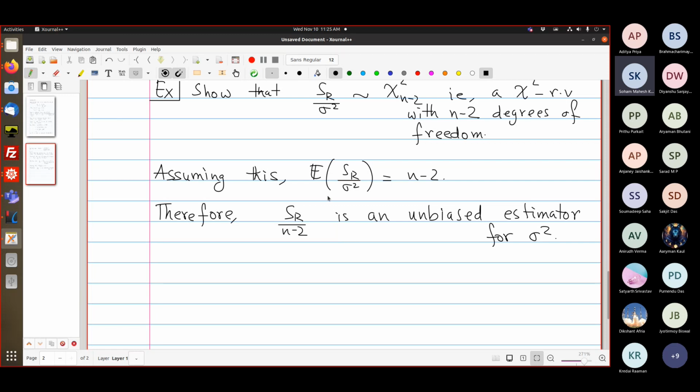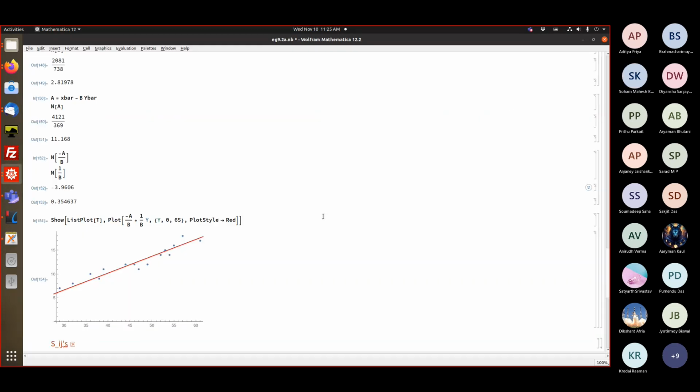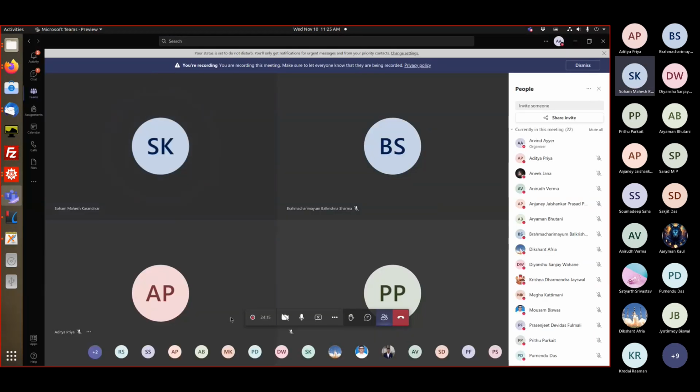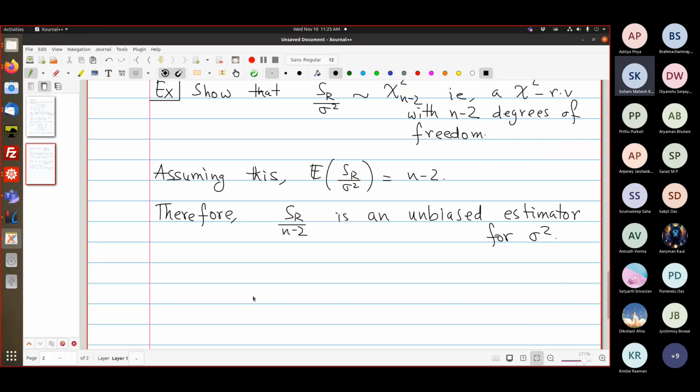Yes, can you please explain how SR upon n minus 2 is also an unbiased estimator? Because it has expectation sigma square. I mean, I just take this around. These are numbers, right? I can pull it out. Yes, yes. Okay.